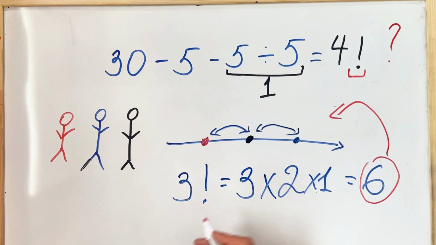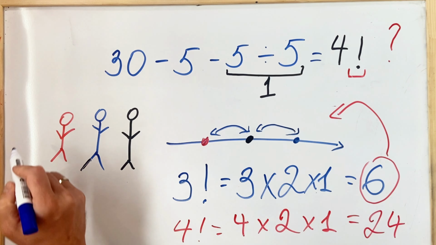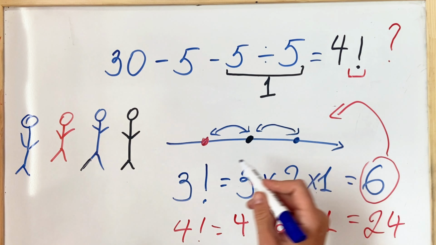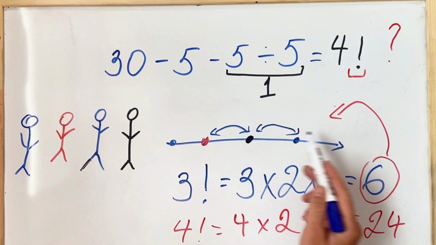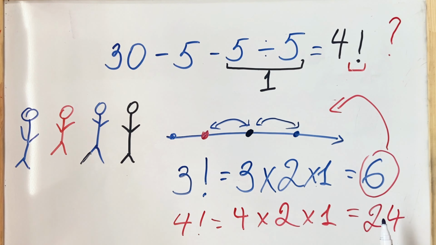If we had 4 people, for example, as in this case, we would have 24 ways to arrange them. So we have 4 multiplied by 3 multiplied by 2 multiplied by 1, which is 24. So let's say we have another person here. It means that if we want to arrange 4 people on a straight line, we can use 4 factorial. It will be 24 ways to arrange these people in a line.